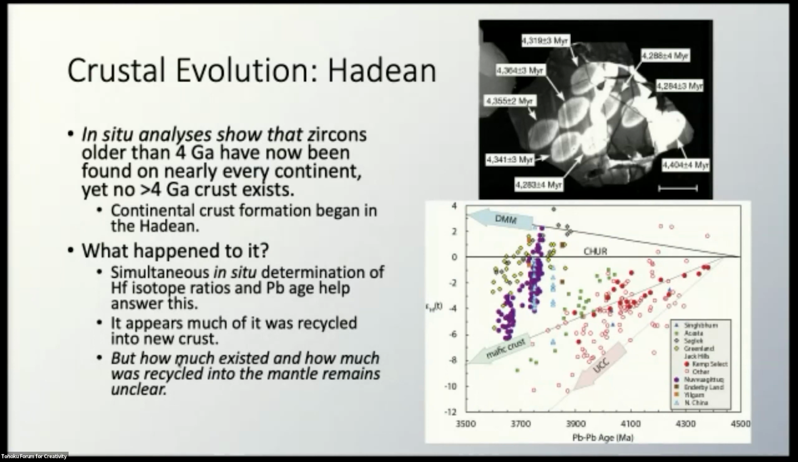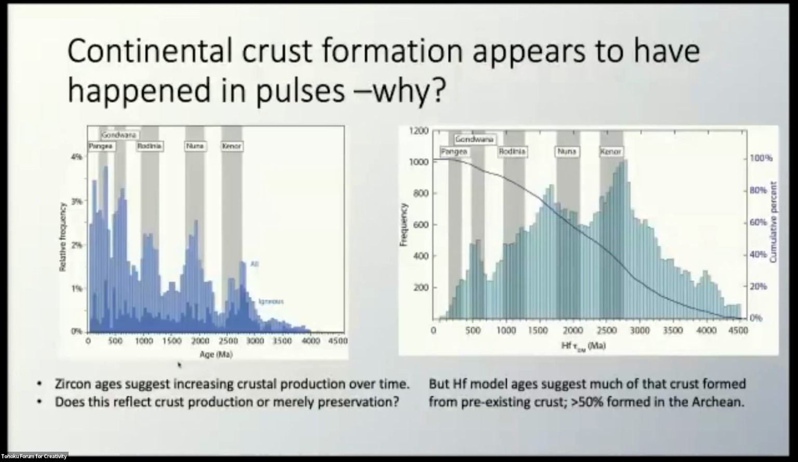Here we are. Here's the end of the Hadean. We have new additions to crust, but also there's a lot of the data plotting along here, which looks like Hadean crust that's simply been reprocessed. The point is, there actually was a lot of Hadean crust, but it's all gone. By definition, we have no Hadean crust. Okay, so what happened to it? And the fact that it's lying along here suggests a lot of it was simply recycled into new crust. But how much was there and how much remains is unclear with this crust.